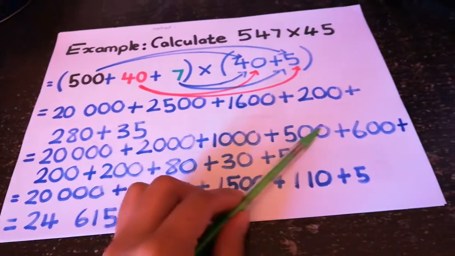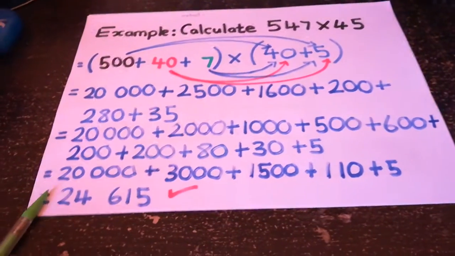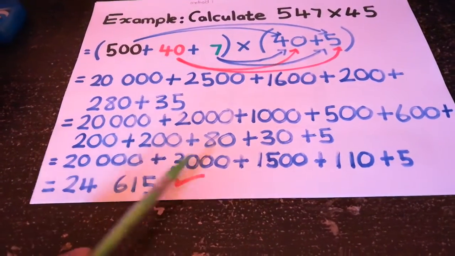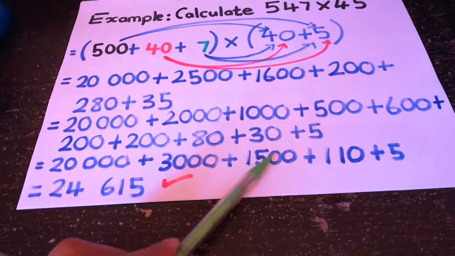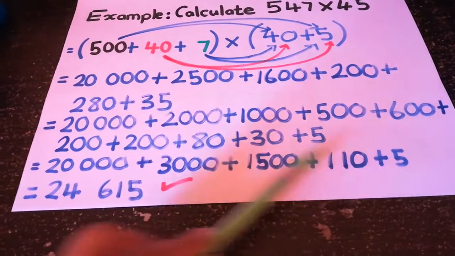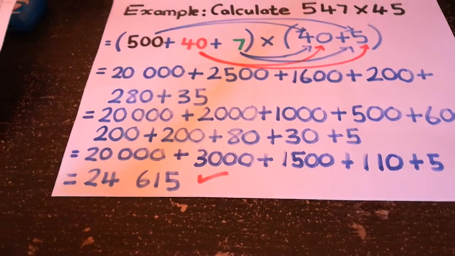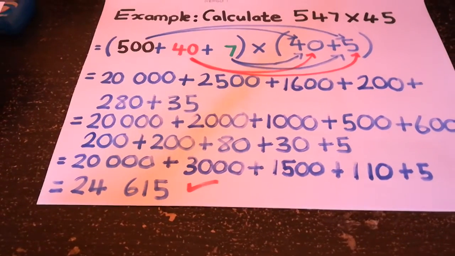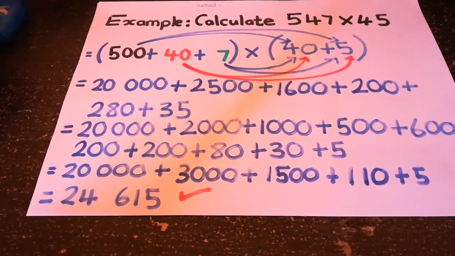I just added the numbers up in steps, and at the end of it I got 20,000 plus 3,000 plus 1,500 plus 110 plus 5, and it gave me 24,615. Right, please pause the video and see if you can do it by yourself.